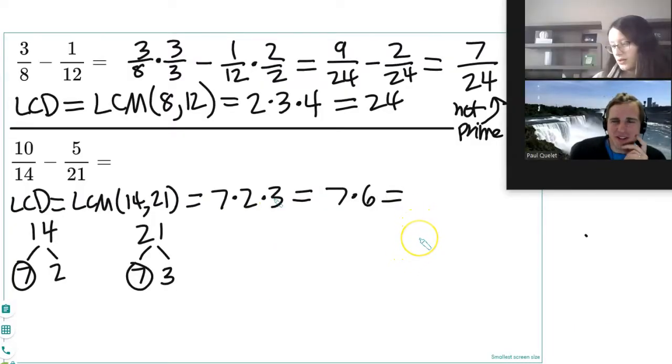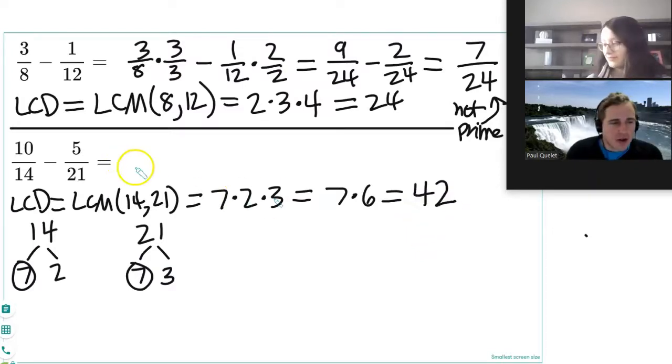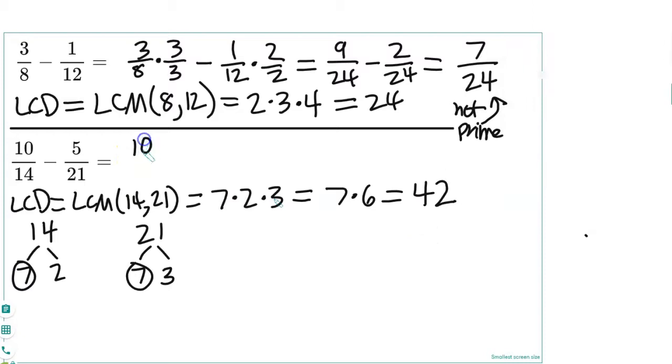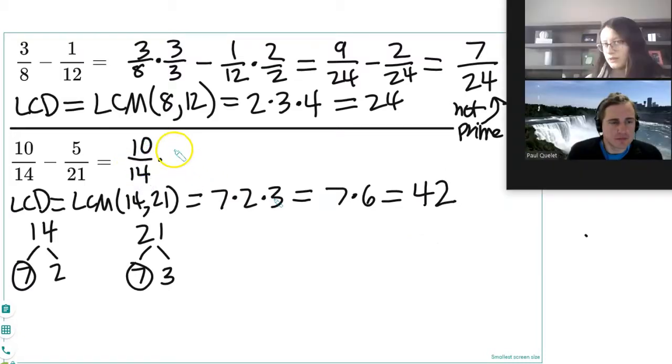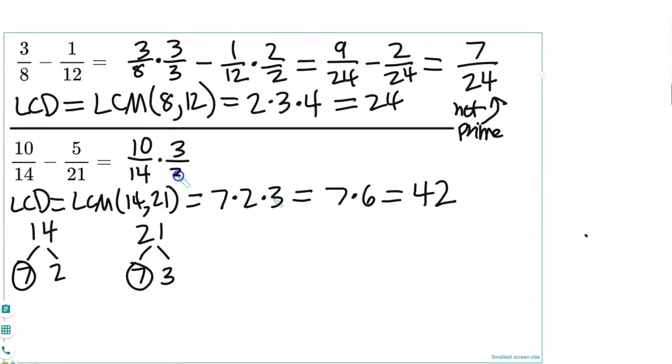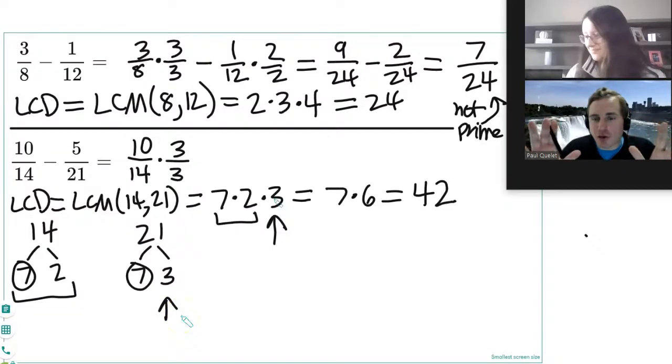Testing your multiplication today. 7 times 6 is 42. Good to know the good old times tables. What should we do with 10 over 14? Multiply it by 3. Yep. Now, if you're not sure, remember 14 is made up of these two, which is these two, so it's missing this. It's missing this, right? That's why I always recommend the trees, because the trees tell you everything. The trees reveal the numbers, right?